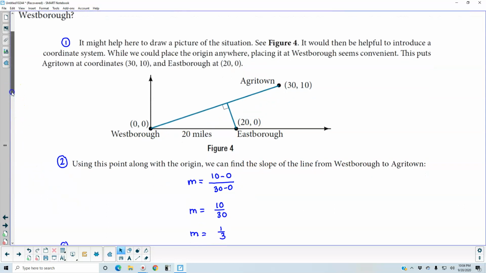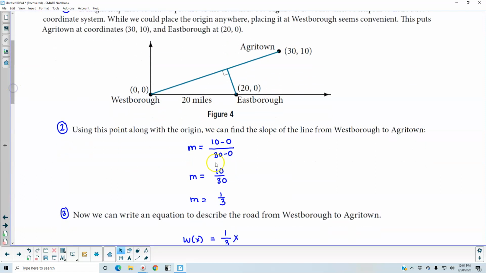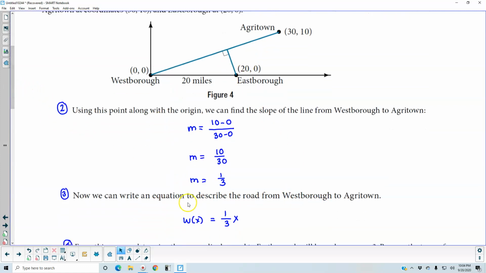So to find the slope, we take 10 minus 0 over 30 minus 0 to get 10 over 30, and m is equal to 1/3. So now we can write an equation to describe the road from Westboro to Agratown as a rate. So W of x is going to equal 1/3 x.